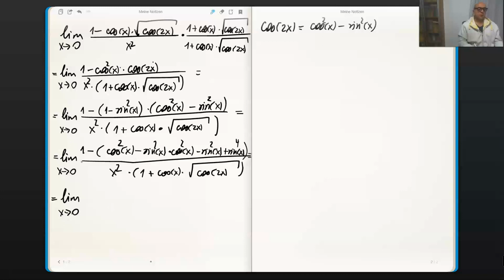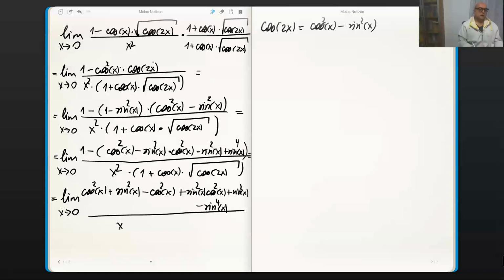So 1 can be written once again as cosine squared of x plus sine squared of x. Then we have minus cosine squared of x. Then we have plus sine squared of x, cosine squared of x. Then we're getting plus sine squared of x, and then minus sine to the power of 4 of x, and we divide it all by x squared times 1 plus cosine of x times square root of cosine of 2x. So what can we simplify here?